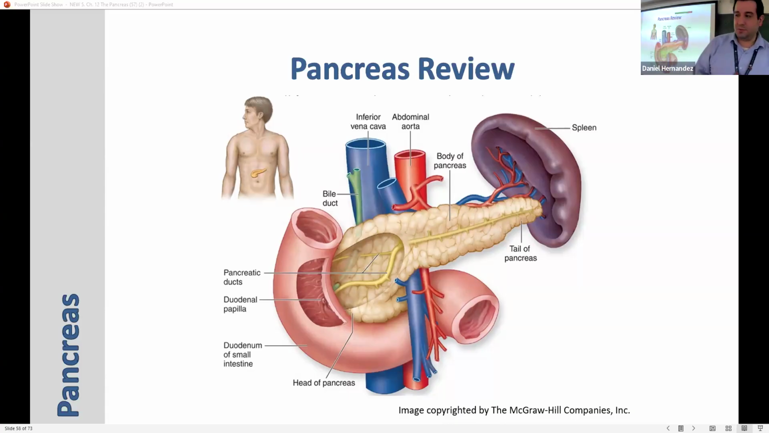In terms of the cells, the acinar cells are the ones that are responsible for the exocrine functions, so the digestive enzymes: lipase, amylase, trypsin. So amylase for carbohydrates, lipase for fats, lipids, and then trypsin for protein digestion.